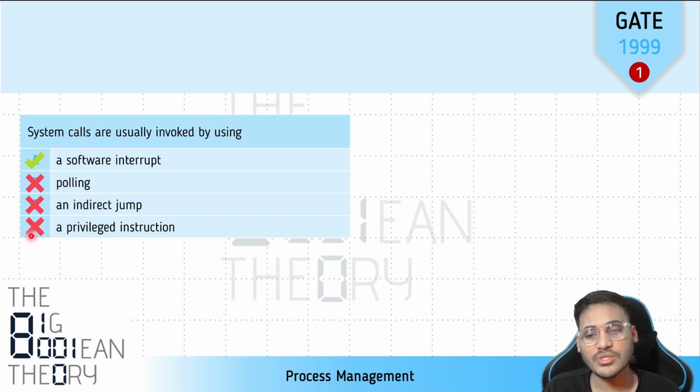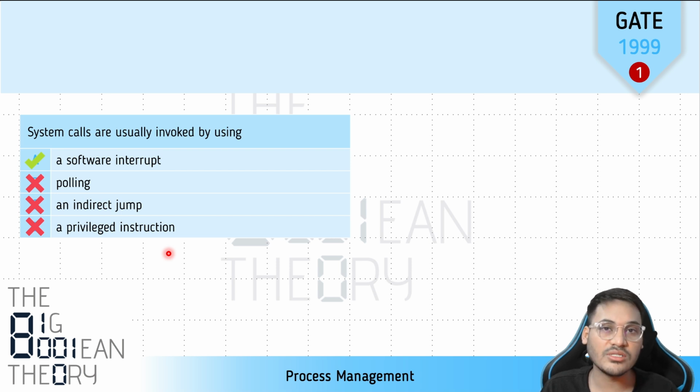And finally, the last option, a privileged instruction, right? If we say system calls are usually invoked by using a privileged instruction, this is also wrong. So basically, when we make a system call, there is a transition from user mode to kernel mode, right? Whatever code the kernel will execute, it will be in the privileged mode, right? So when we make a system call, then we go into the privileged mode.